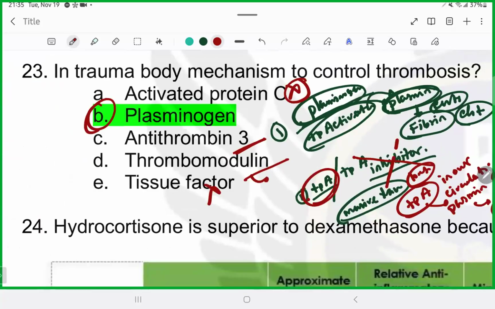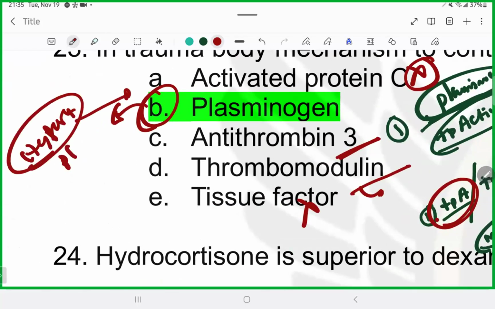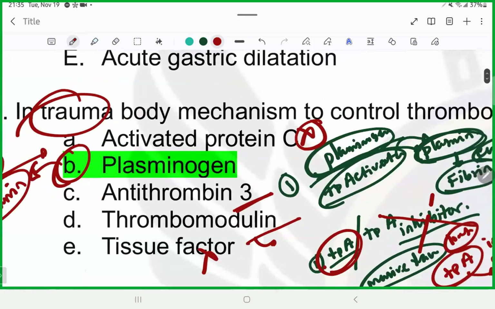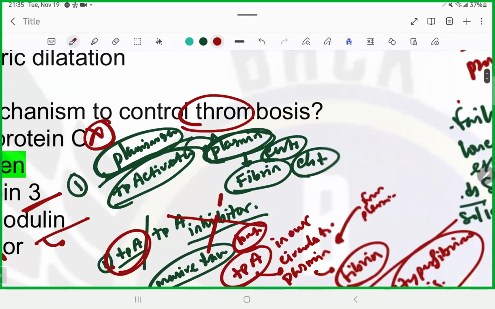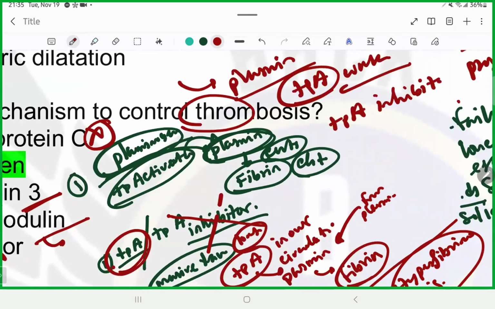Anytime, they ask you questions like: hyperfibrinolysis is caused by plasminogen or plasmin. And anytime there is a massive trauma and the body wants to control thrombosis, this plasmin works more. Why? Tissue plasminogen activator works more because tissue plasminogen activator inhibitor is gone.